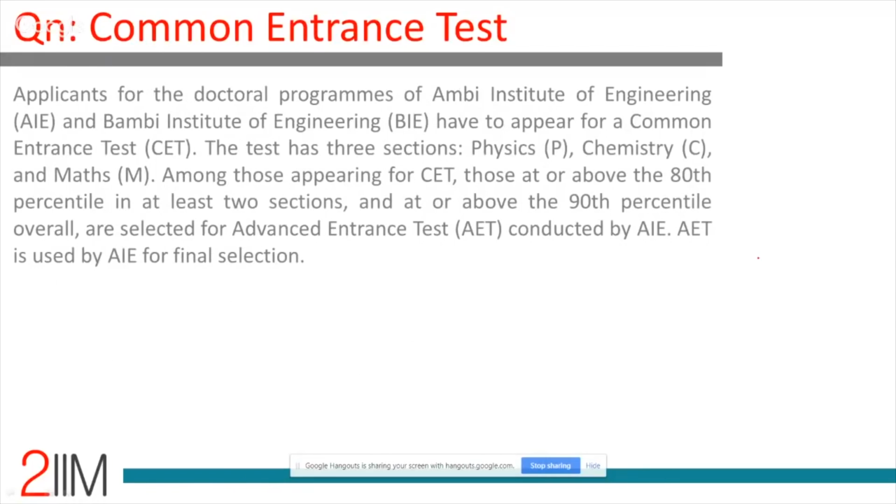Well, I'm going to read this. Applicants for the doctoral programs of Ambi Institute of Engineering and Bambi Institute of Engineering have to appear for a common entrance test. The test has 3 sections: physics, chemistry, and math. Among those appearing for CET, those at or above the 80th percentile in at least 2 sections and at or above the 90th percentile overall are selected for advanced entrance test conducted by AEE. AET is used by AIE for final selection. So this is initial selection. You get 90 overall, and above 80 in at least 2. And remember, above 80 in at least 2, not in everything.